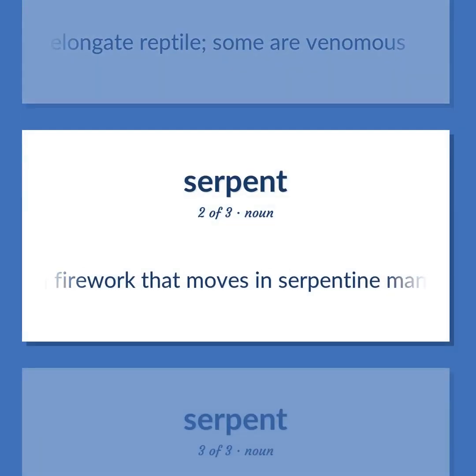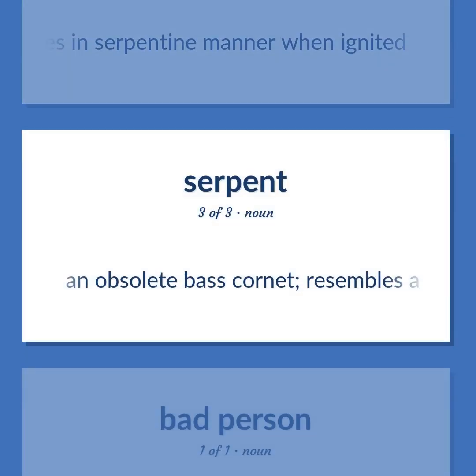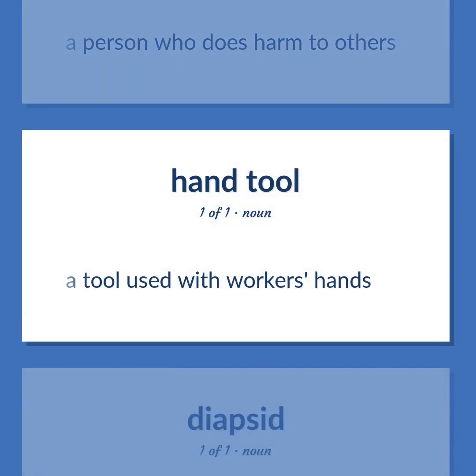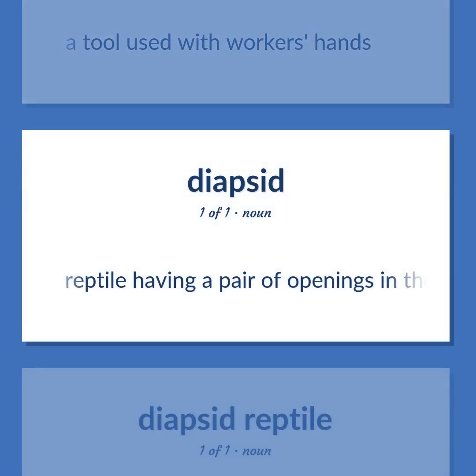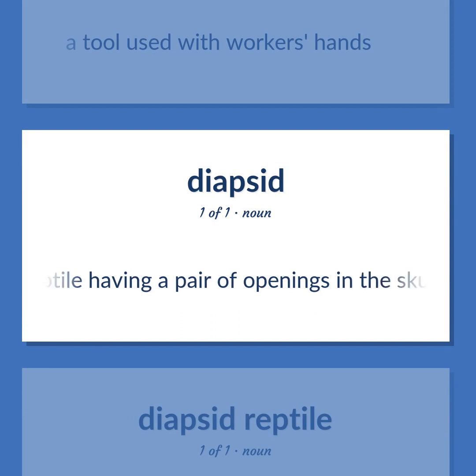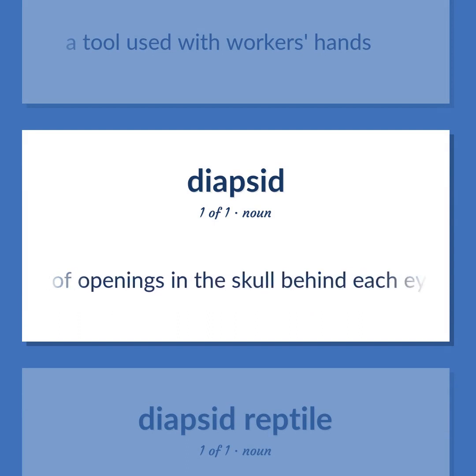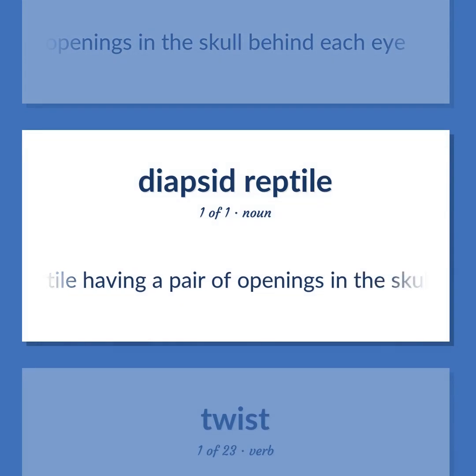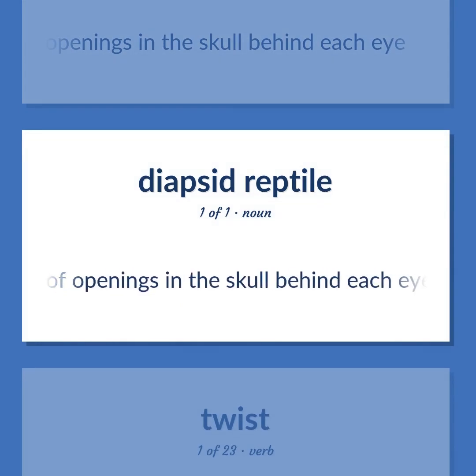A firework that moves in serpentine manner when ignited. An obsolete bass cornet, resembles a snake. A person who does harm to others. A tool used with workers' hands. Reptile having a pair of openings in the skull behind each eye.